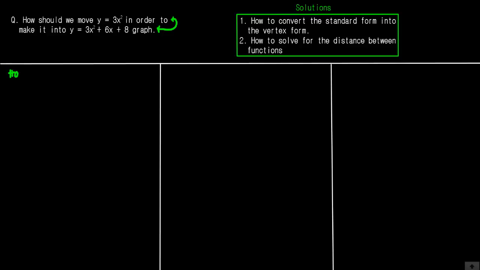But if you think about the transformation of a graph, if there's one function and if there's another function, we count our vertex. So our vertex is the location. And the vertex is the only way that we can see how it transformed on the coordinate plane. So if you find the vertex difference between the y is equal to 3x squared graph and the y is equal to 3x squared plus 6x plus 8 graph, we're going to get our transformation.